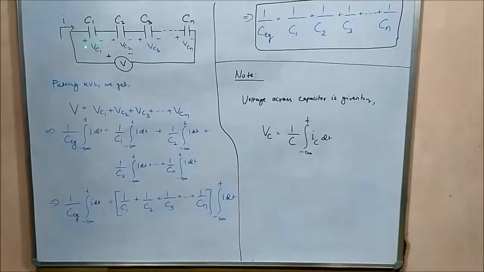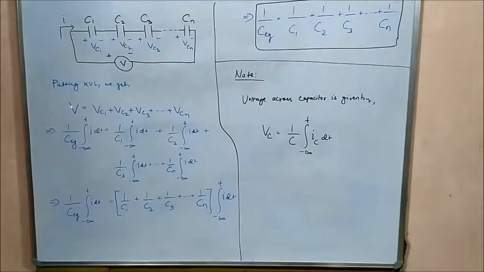Now pay attention to the polarity that has been mentioned, plus minus, plus minus, plus minus, plus minus, because current always flows from positive to negative terminal of the capacitor internally. Capacitors, inductors or resistors always absorb power from a voltage source. That's why this sign convention is used. So if we apply KVL in this closed loop, we will get V is equal to Vc1 plus Vc2 plus Vc3 up to Vcn.